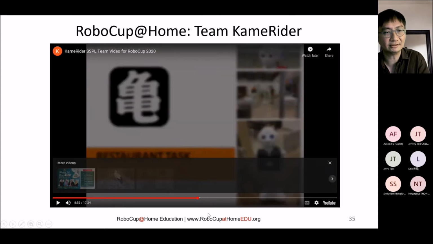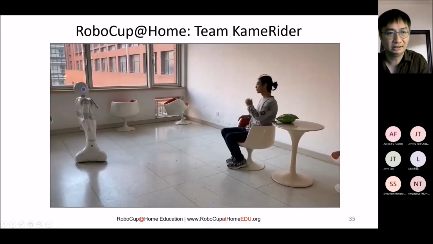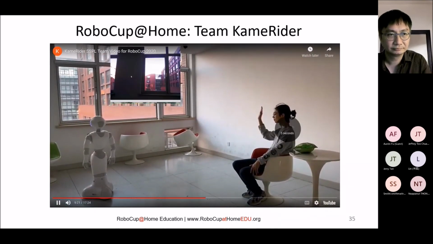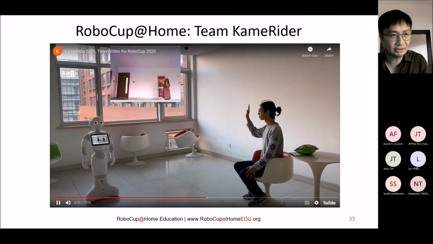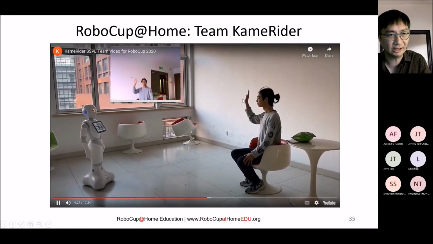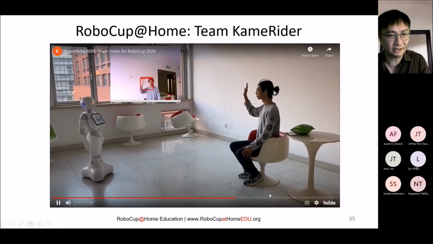Then we have the restaurant task. So restaurant task is basically using, like just now I said, the waving hand. I think this one you saw, it will detect the waving, and then it will try to move. So this is a restaurant task.